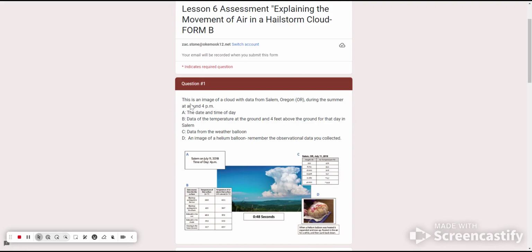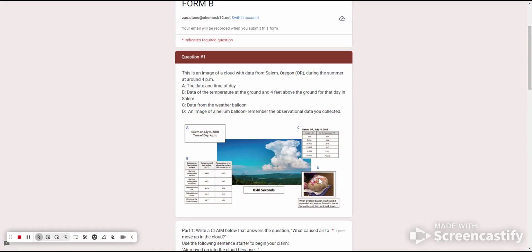This is an image of a cloud with data from Salem, Oregon during the summer around 4 p.m. A is the date and time. B is the data of the temperature at the ground and 4 feet above the ground for the day in Salem. Remember, we did that activity. C is the data collected from the weather balloon. And D is an image of a helium balloon. Remember the observational data we collected based on that video here.